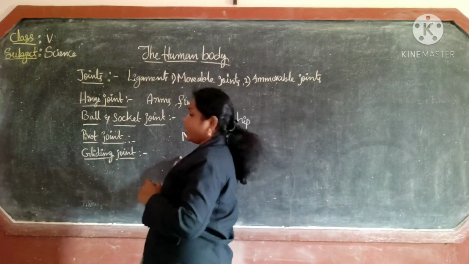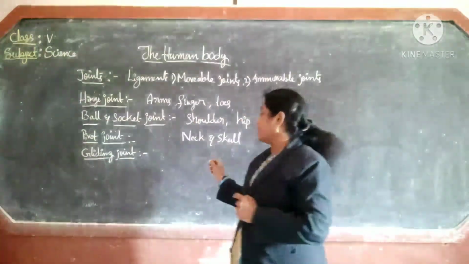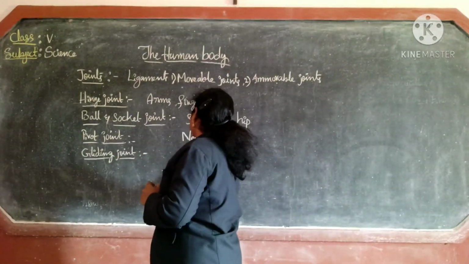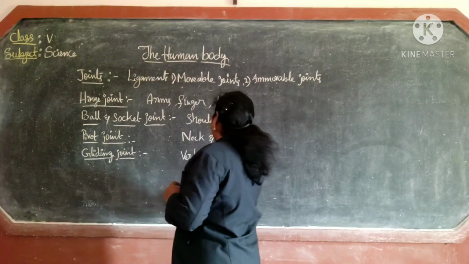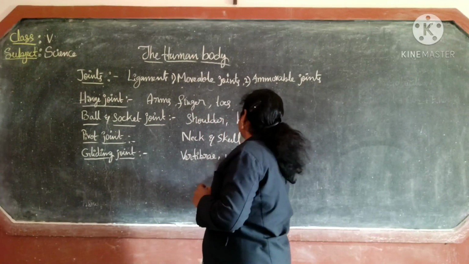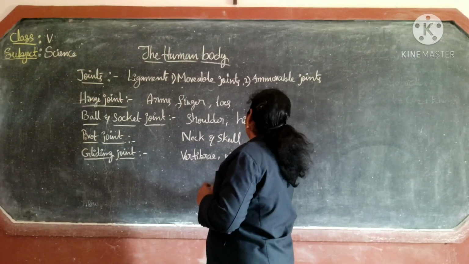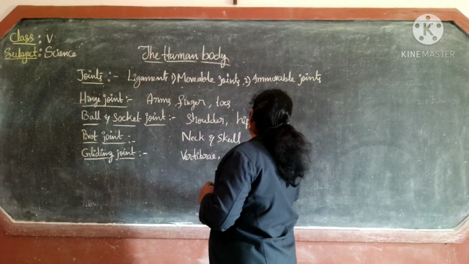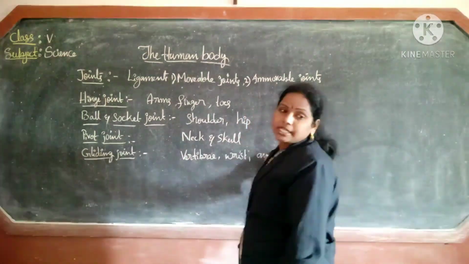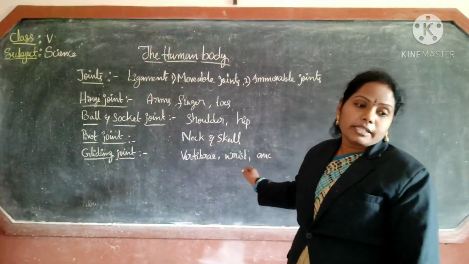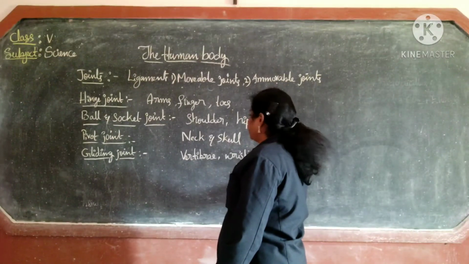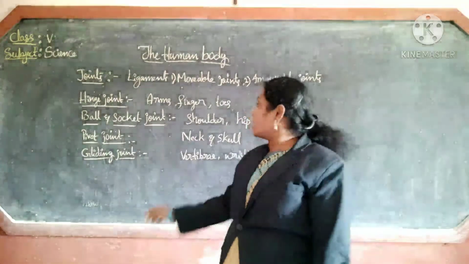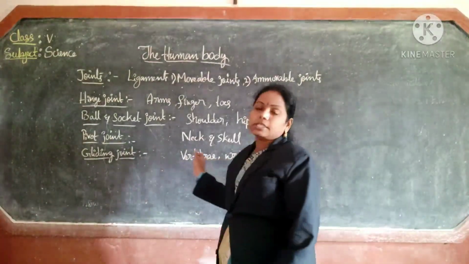Next, gliding joint. Gliding joint is present in the vertebrae and wrist. Next, ankle. Where is it present? In the neck, wrist and ankle. Understood? So these are the main topics today.